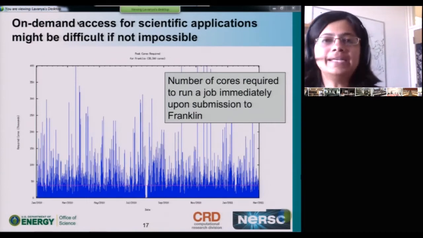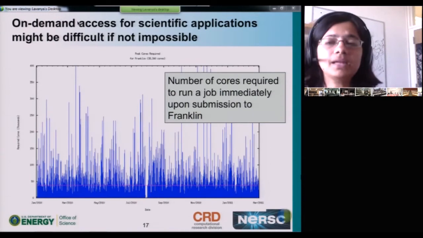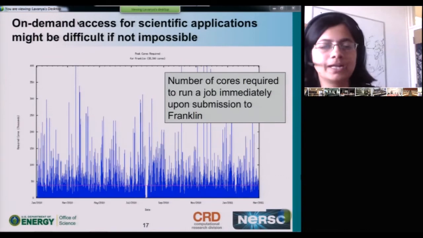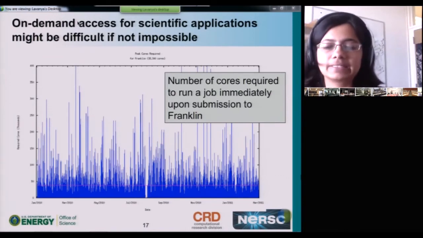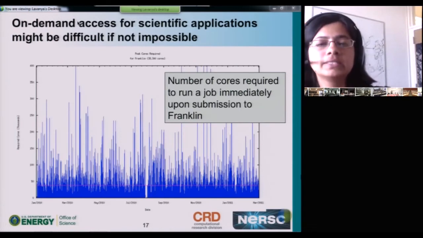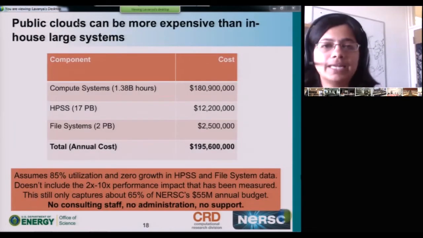So the reality is on-demand access for scientific applications might be difficult, if not impossible, mostly because all the white spaces would get filled, because we have users who would come in and run jobs. So there's never sort of ideal cycles available to the users. So that's a challenge, and most times on-demand comes from some kind of sharing of resources.